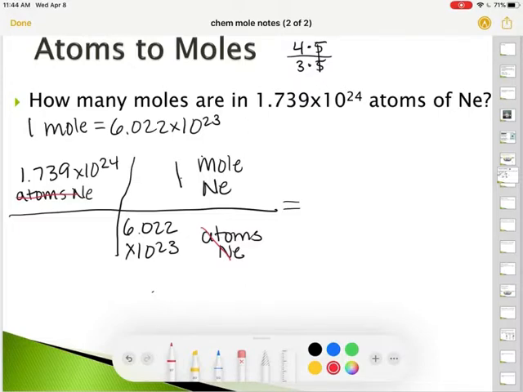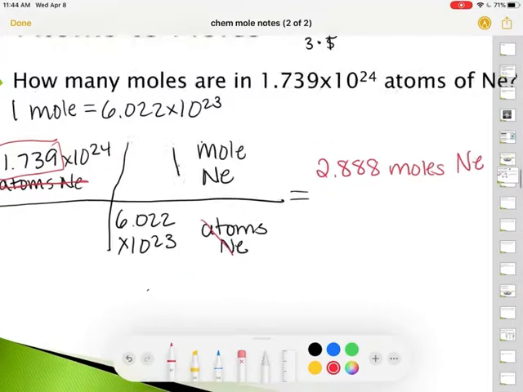And as you can see, the unit atoms of neon has canceled out, and now my unit is moles of neon. Okay, and as far as the number of digits we're going to write down, we're going to use the same number of digits as what we started with. That is, we're going to use 4 digits, okay? So the rounded answer I get is 2.888 moles of neon.